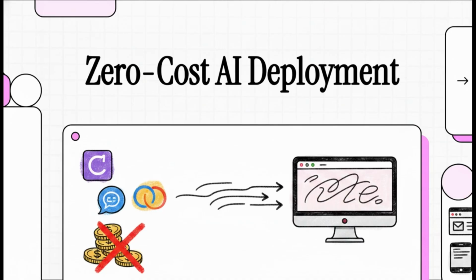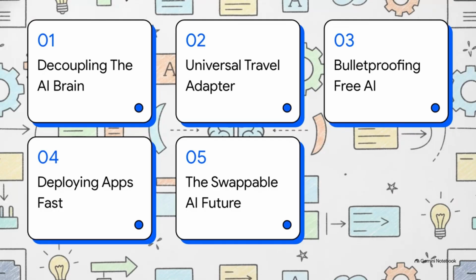Well, today we're going to figure out exactly how to run premium AI models entirely for free on your own computer. And even better, we're going to use that zero-cost engine to deploy fully functional web apps in mere minutes. Here is our roadmap for the day. First, decoupling the AI brain. Second, the universal travel adapter. Third, bulletproofing those free AI models. Fourth, deploying apps lightning fast. And finally, number 5, the swappable AI future. Let's get right into it.